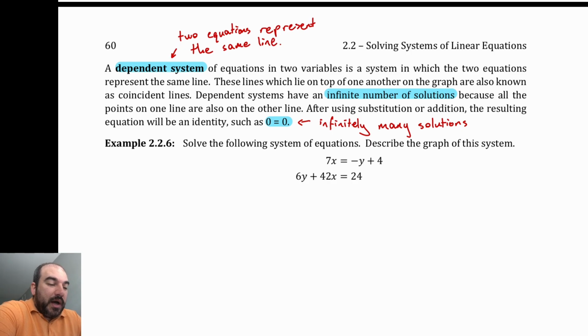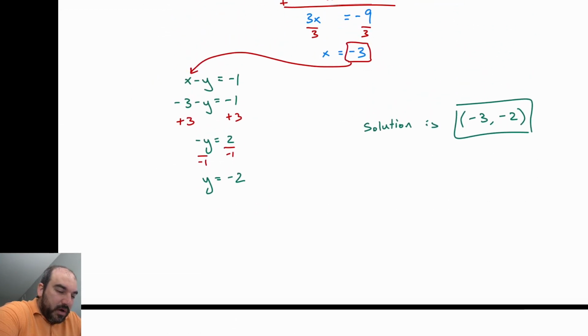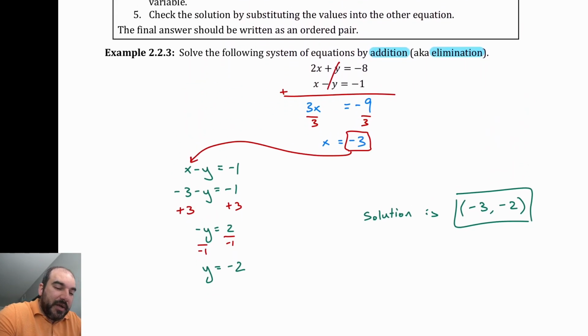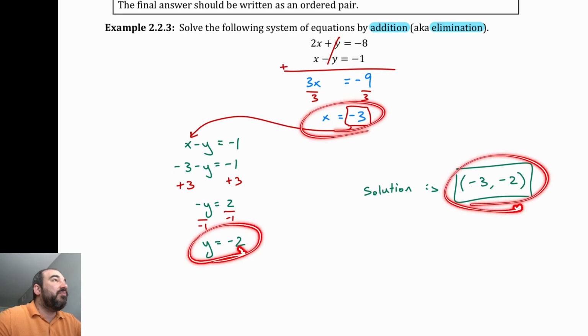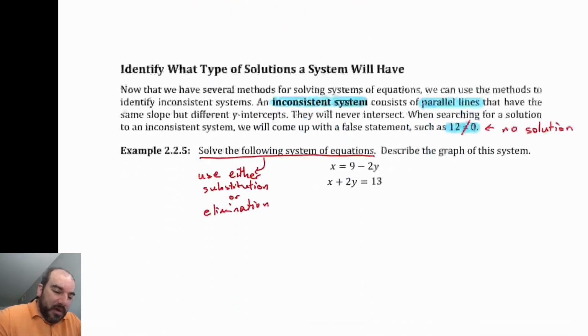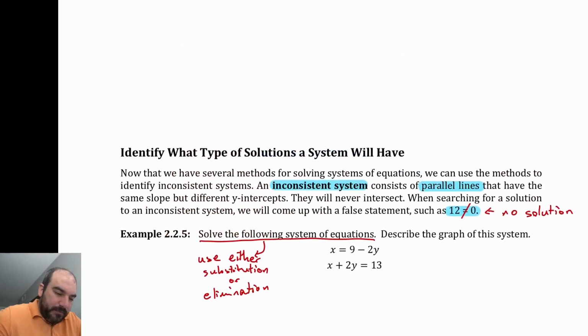Okay, so three things can happen when you're solving. You can solve all the way using either elimination or substitution and find x and y, which means you get a single point. That's the first thing that can happen. Do we have a name for that? No, we don't.